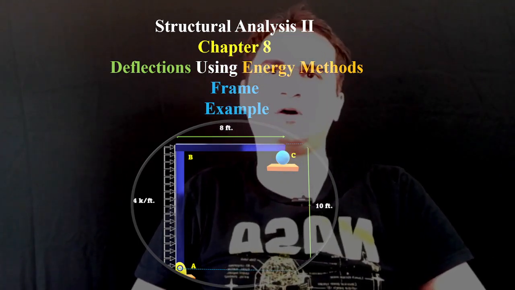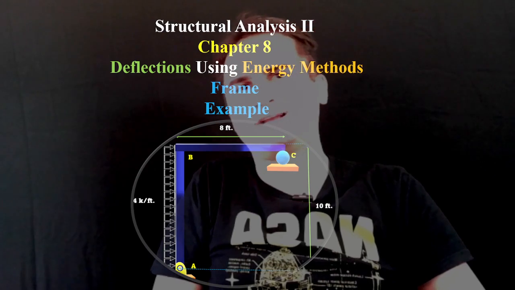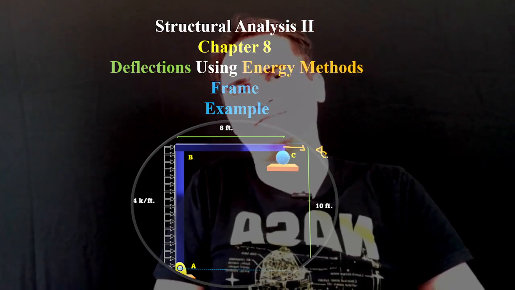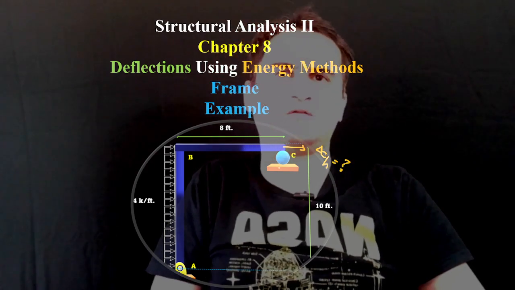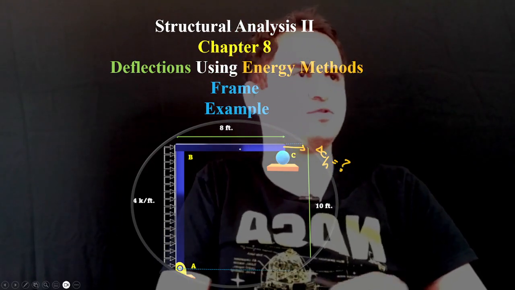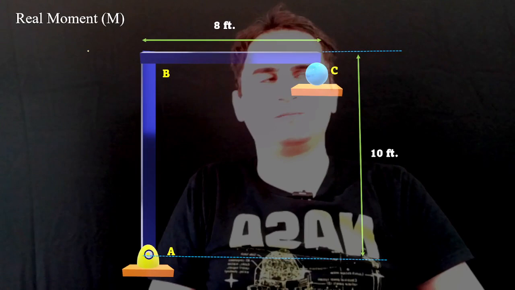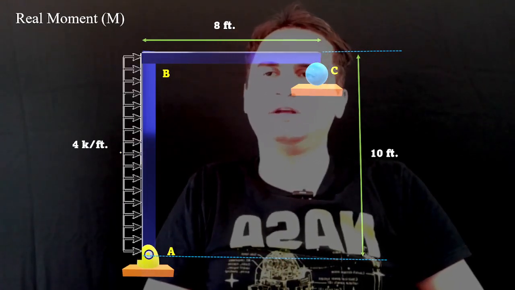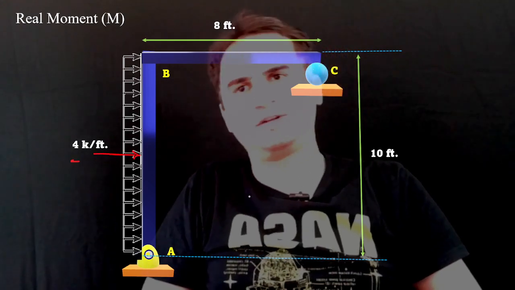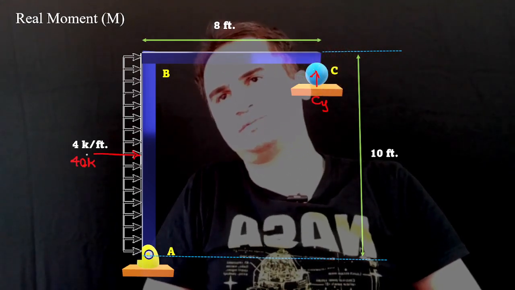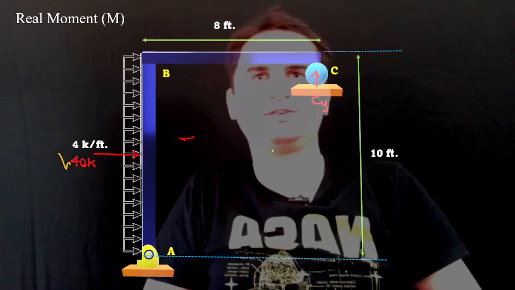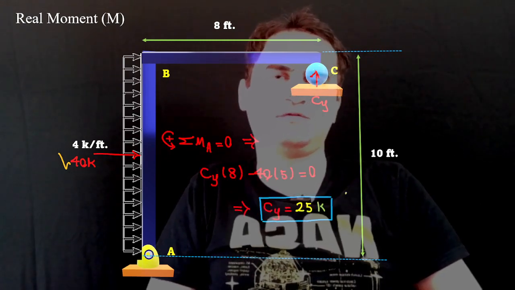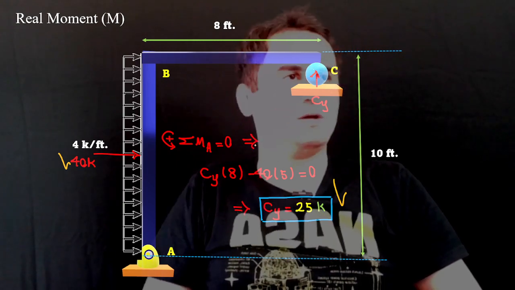Let's attempt our problem. Again, we want to calculate delta C horizontal. How far does support C travel to the right? If we have the real member, I first want to get the reactions, so converting the distributed load to a concentrated load at the center, the summation of moment about A gives us Cy equal to 25 kilopound.